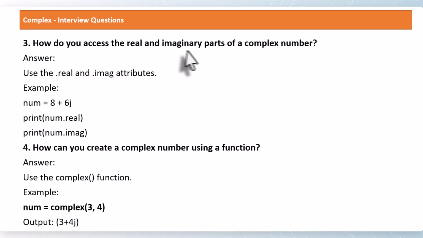How do you access the real and imaginary parts of a complex number? We have two attributes, real and imag. Now, if the number is num equal to 8 plus 6j, you can use num.real and num.imag to print the real and imaginary parts of that number. This will print the result as floating point numbers, 8.0 and 6.0. How can you create a complex number using a function? You can use the complex function. You have to pass the real and imaginary parts to it, so that it will create a complex number.